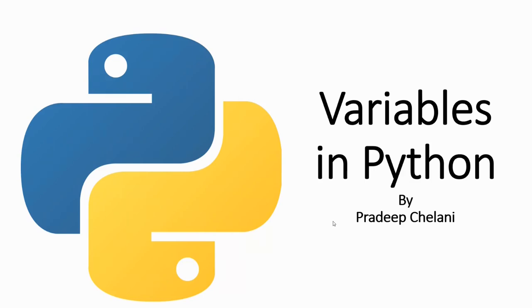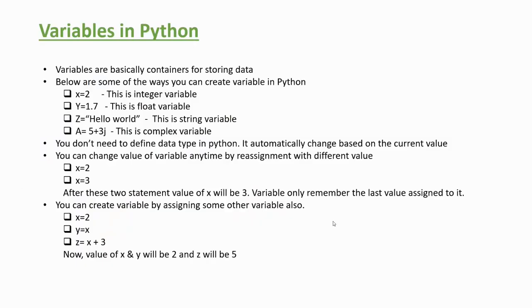Hello everyone. In this video, we will see what variables are in Python. Variables are basically containers for storing data. You have already seen that we have declared variables like x equal to, y equal to 4, and so on. We can declare an integer variable, and we can declare a float variable like y equal to 1.7. We can even store a complete string like z equal to hello world, and so on. Python even supports complex numbers like 5 plus 3j.